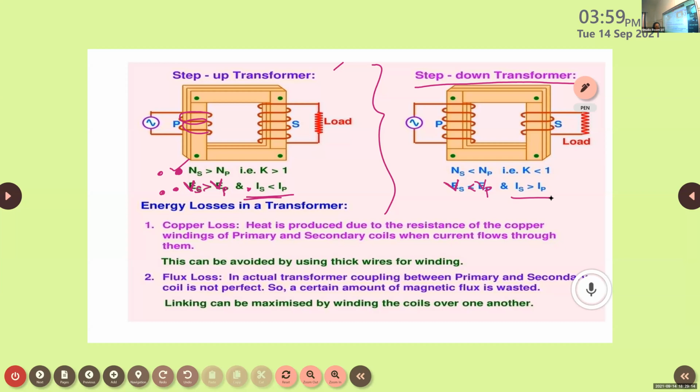A step-down transformer is a device that is used to decrease the value of voltage. Here also we have to notice 3 conditions: NS is less than NP, VS is less than VP, and IS is greater than IP.